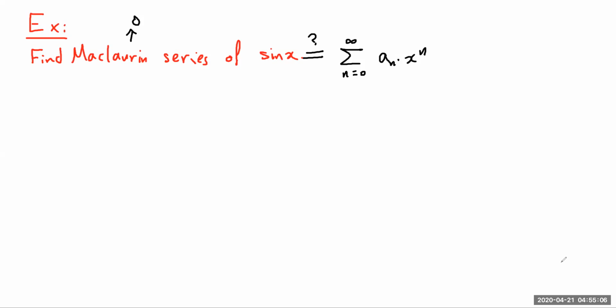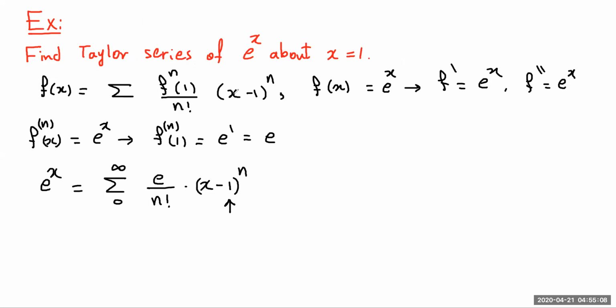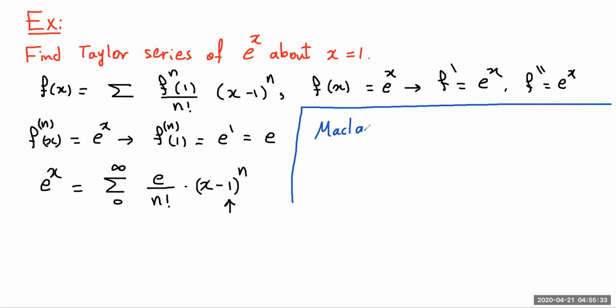So before this exercise, let's go back to the last exercise. In fact, we can verify that we can find the radius of convergence of this series. At first, this is a Taylor series about 1. If you want to calculate the Maclaurin series, let's calculate the Maclaurin series of e power x. How to find this series? The formula is the same, but here 0 instead of 1.